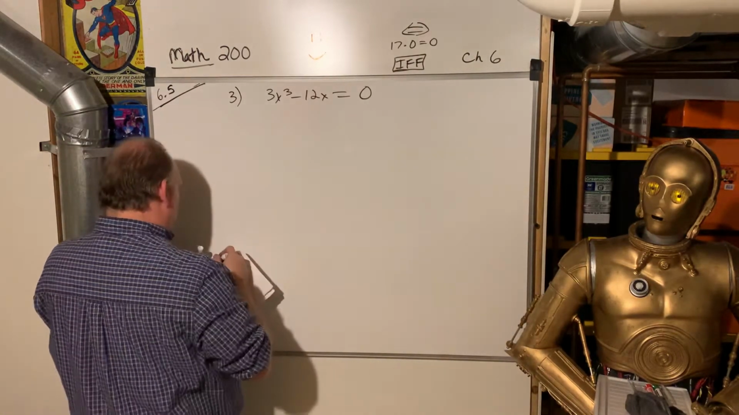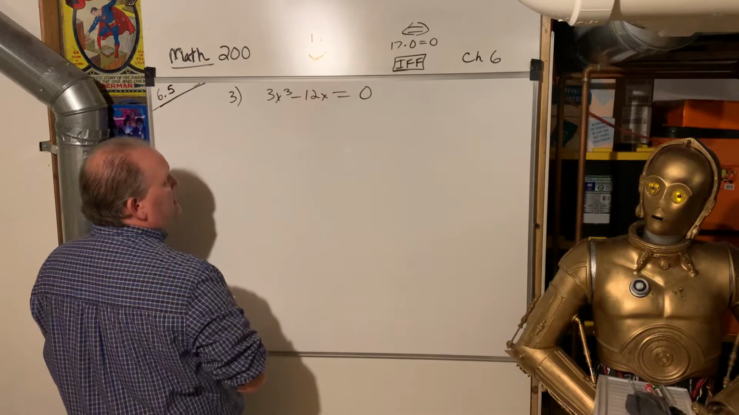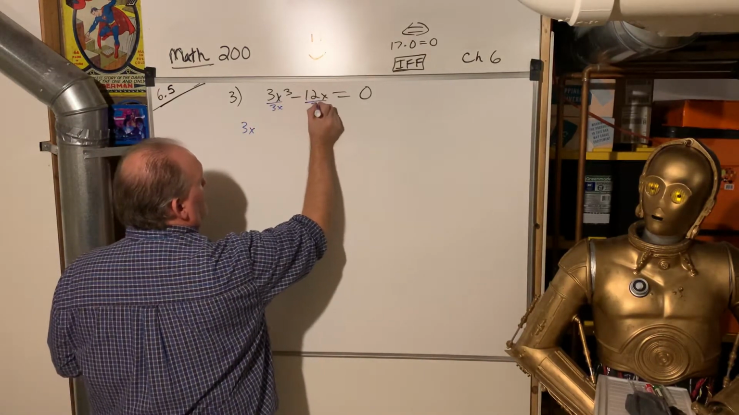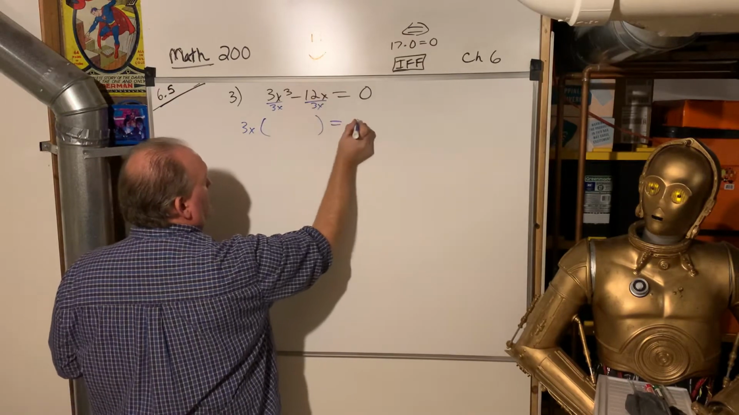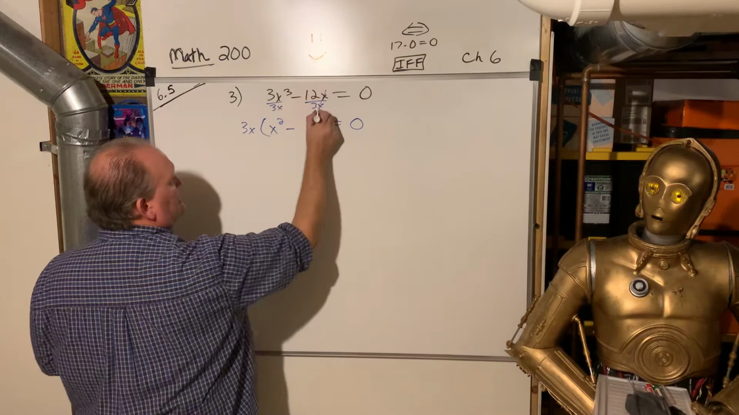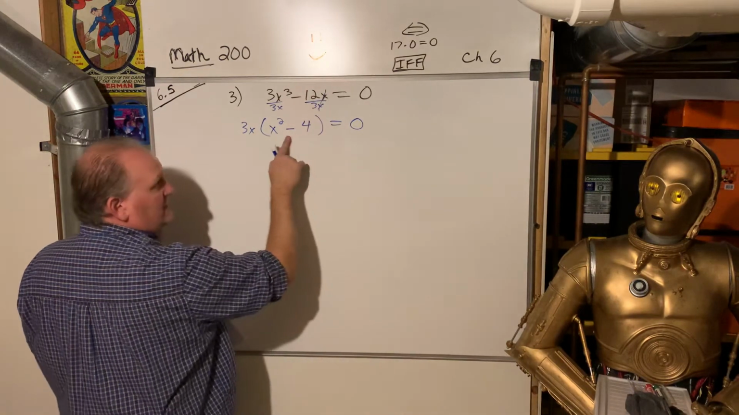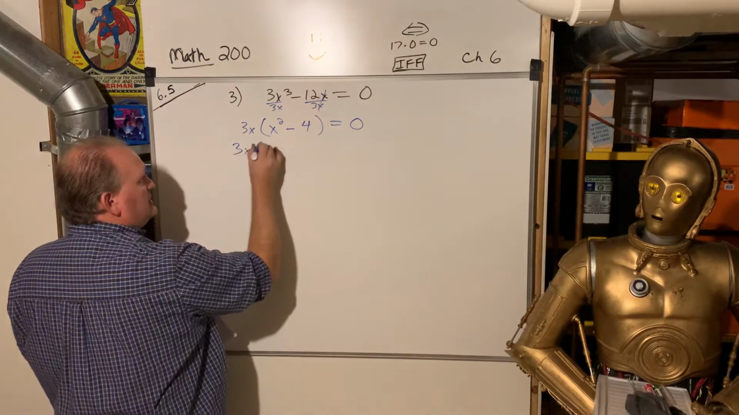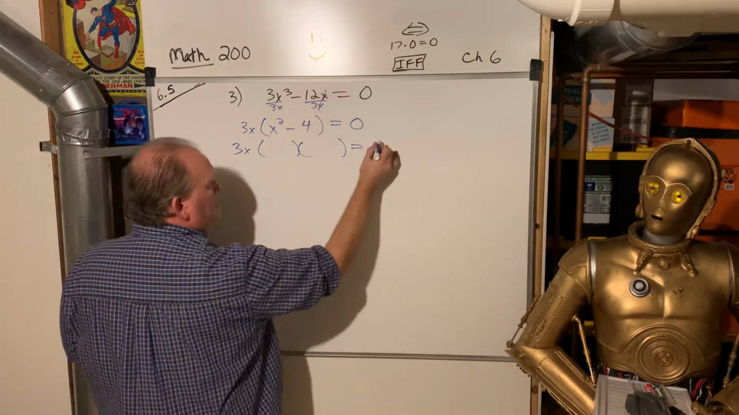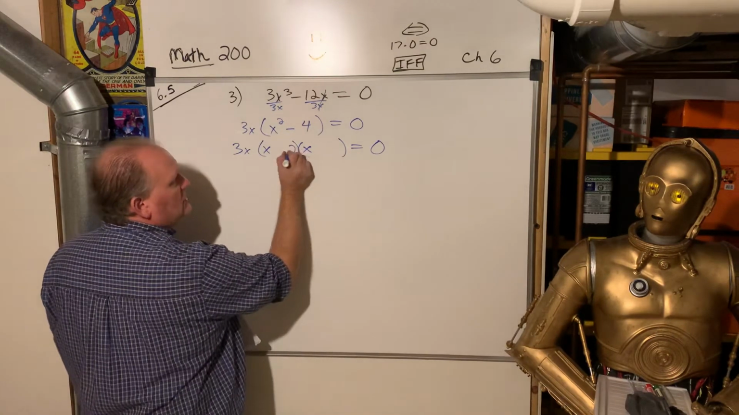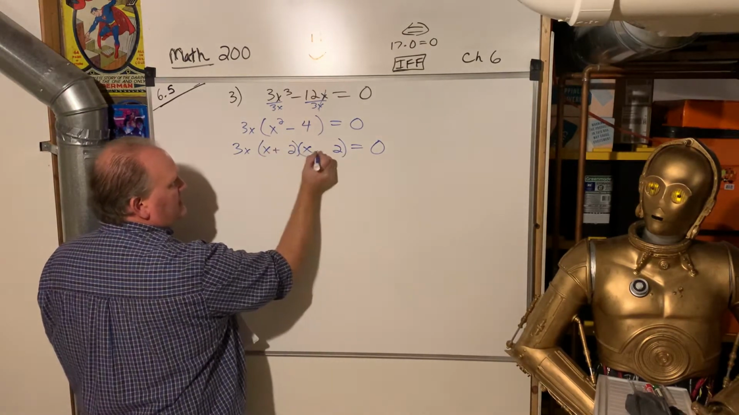So I can greatest common factor out the 3x. So 3x will come out of there, 3x will come out of there. And that'll be x squared minus 4. But now I can factor again, right? That's a perfect square minus a perfect square. So the difference of 2 perfect squares, bust that down into x and x, 2 and 2, plus and minus.